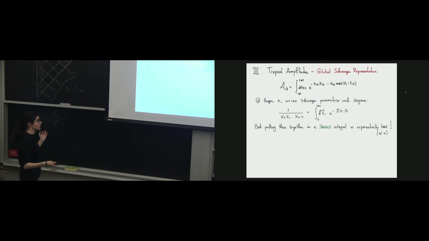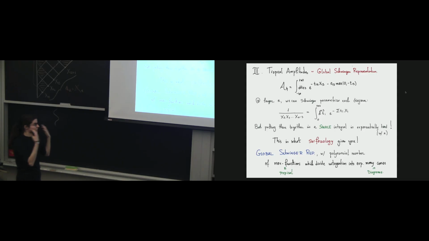Now, at larger n, it's clear that I can also obviously Schwinger parameterize each diagram by writing it as an n-3 dimensional integral over the respective Schwinger parameters. But it is also obvious that if I would like to glue all of these different integrals together into a single space, the whole space, then the amount of work I'd have to do would be exponentially hard. It would be as large as the number of diagrams, because I would need to do this for each diagram.